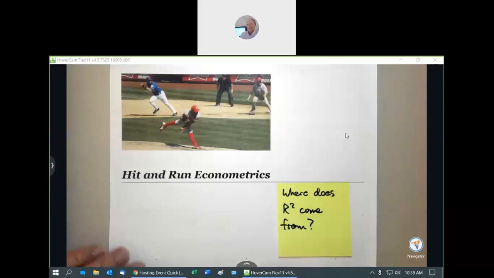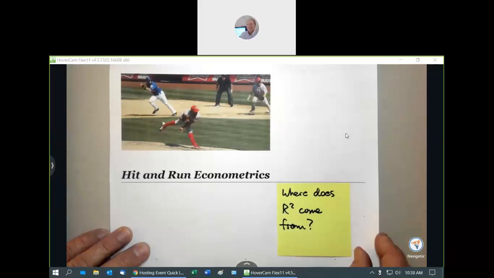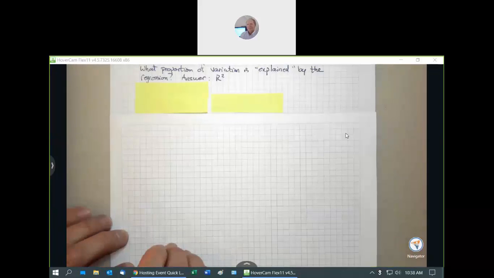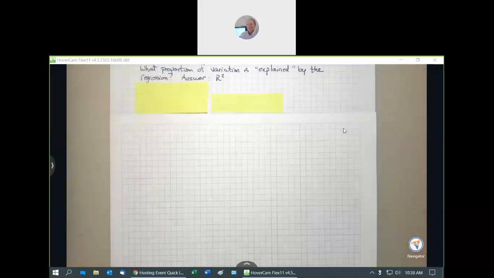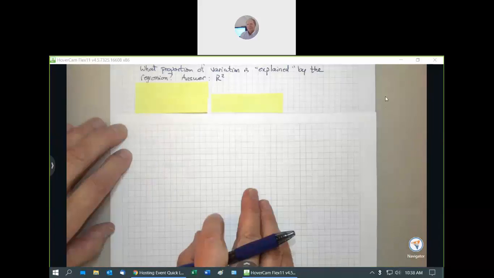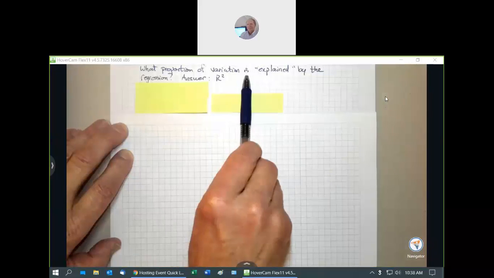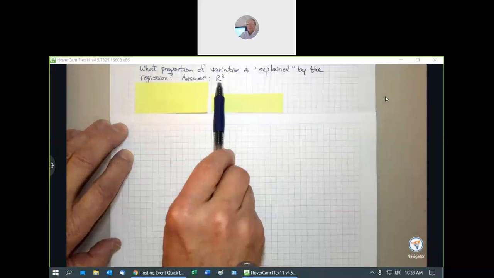This Hit and Run Econometrics is called "Where Does R Squared Come From?" That very important measure that we've been looking at, R squared, is a measure in the sense of how well the thing fits. And one answer is just this, the definition: what proportion of the variation is explained by the regression? The answer is R squared.